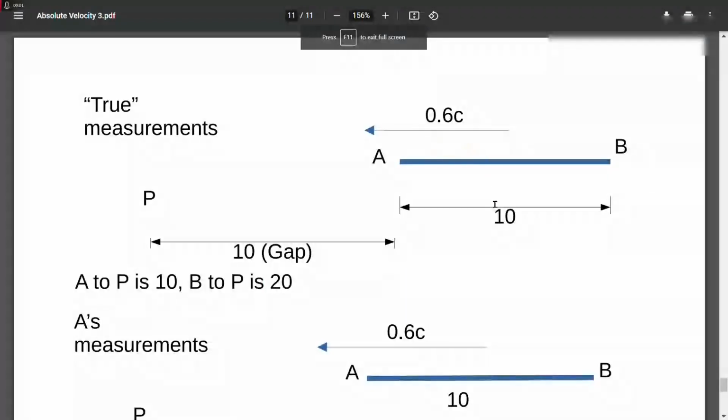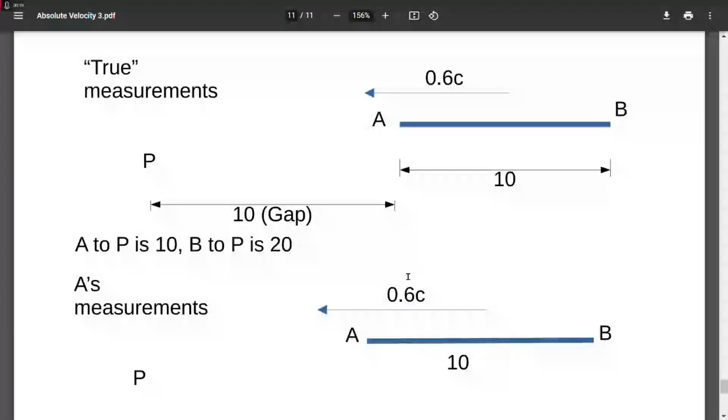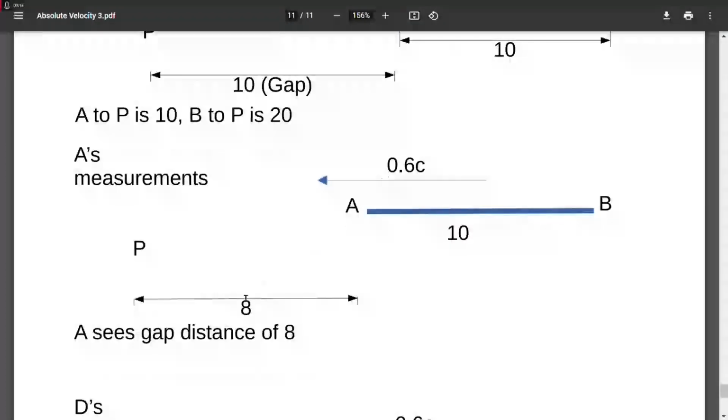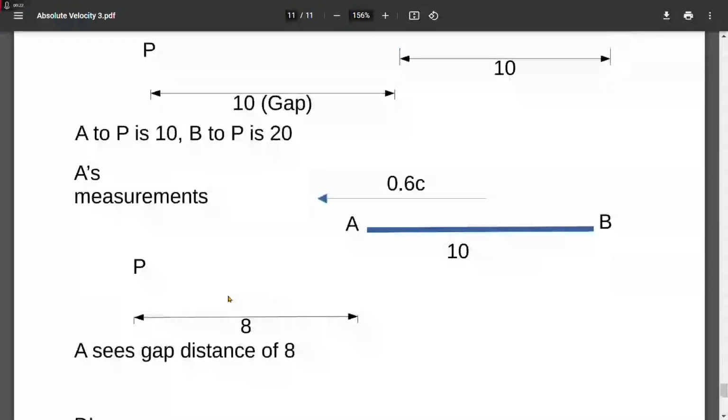So let's take a look at this when L is 10. Okay, well, again, everything can be done in our heads. We don't even need calculators for this. If B to P, the true distance, is 20, then when length contracted at 0.6c, that becomes 16. Effectively, it's just double what A's distance is. So since A has a distance of 8, A primed is 8, then B primed must be 16, right? Because it's just twice the distance to P as A is.